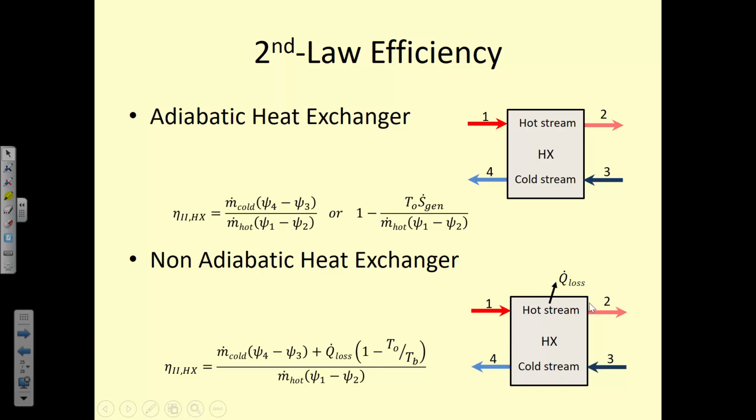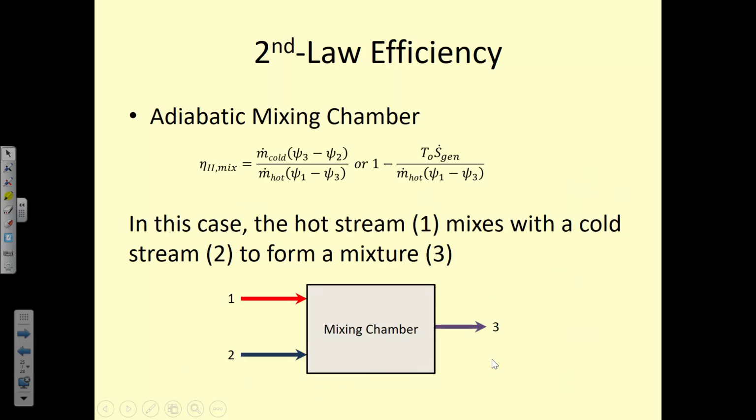So T sub B is the temperature of the system or the boundary of the system. T sub 0 is the surroundings, and then the loss, or the rate of the loss, is how much heat is being lost per time out of this system. Okay, but again, we rely on the exergy of the cold and the hot fluid streams in order to analyze our second law efficiency. And then for a mixing chamber, similarly, there's one hot stream, one cold stream.